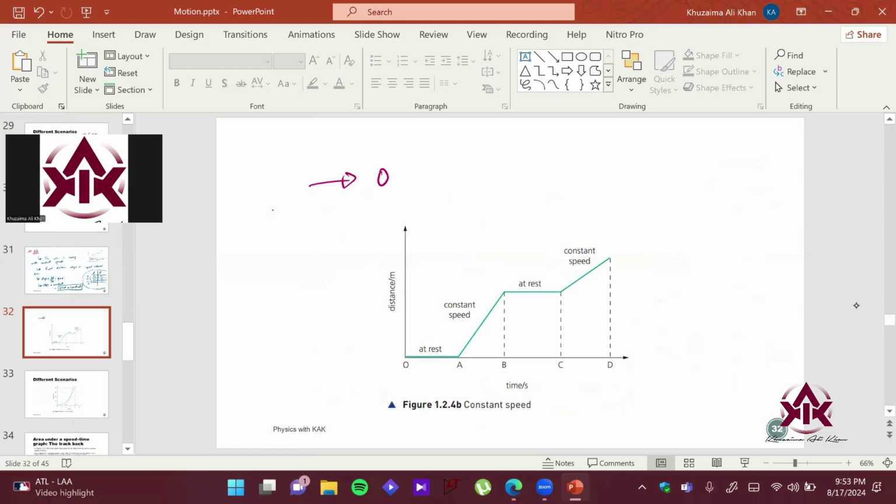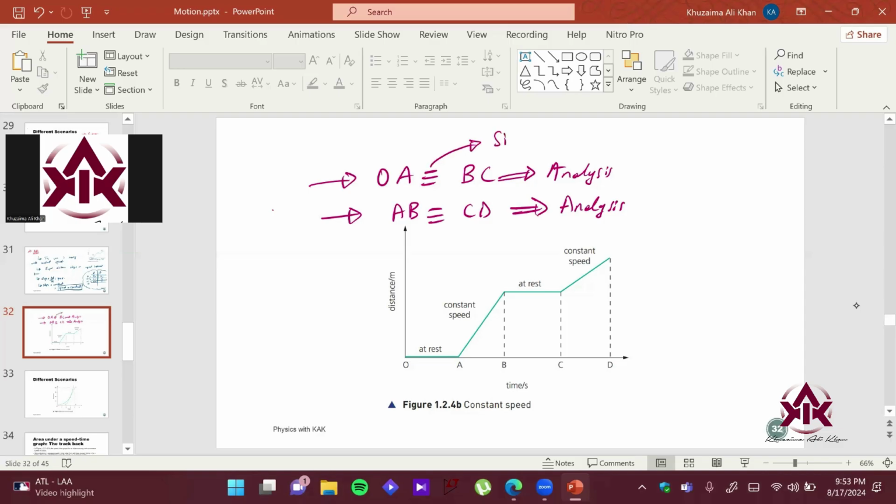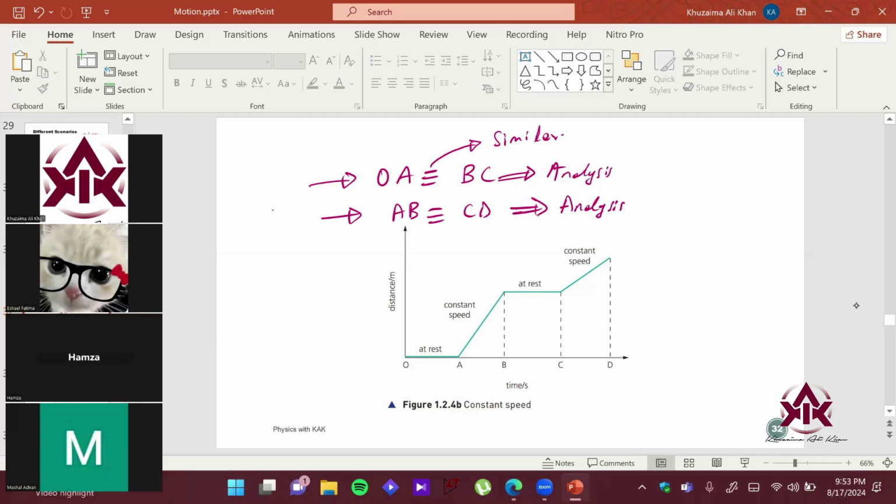Okay, section OA is equivalent to section BC. मतलब जो भी इसका एनालिसिस है, it's going to be same. जो आपने OA के लिए लिखा है, that is going to be exactly same for BC. And for section AB भी जो आपने एनालाइज किया है, is going to be same as section CD, right? The analysis, right? And this means similar, right? It's a mathematical notation. Okay, so I hope it makes sense, right?